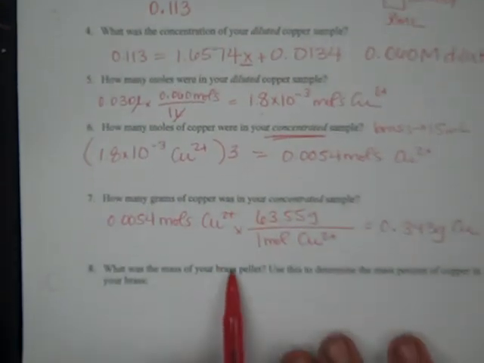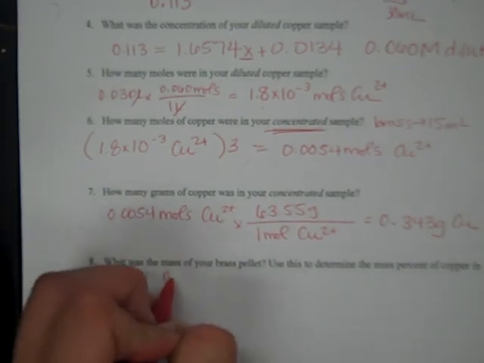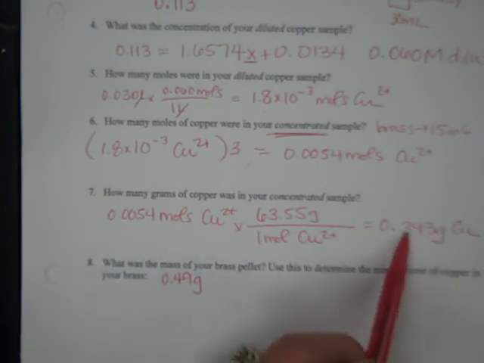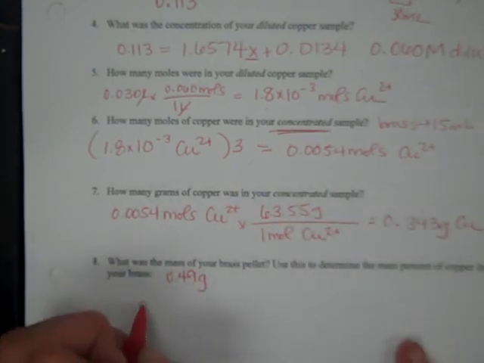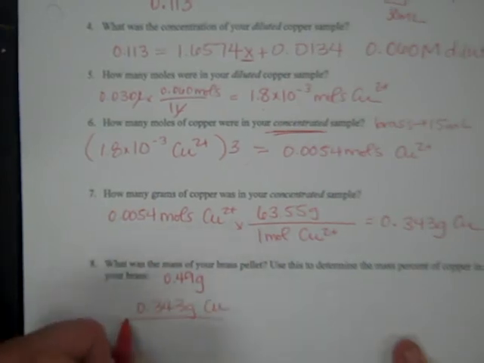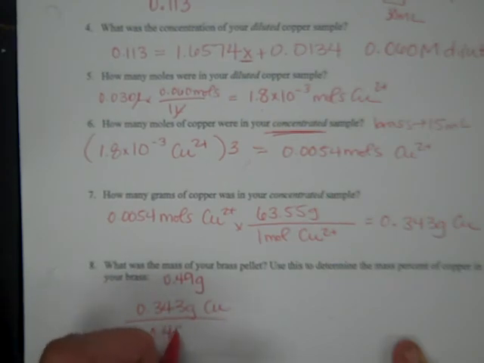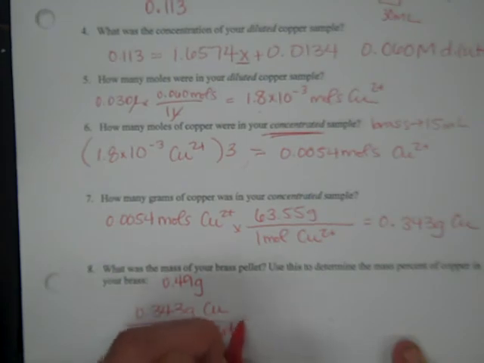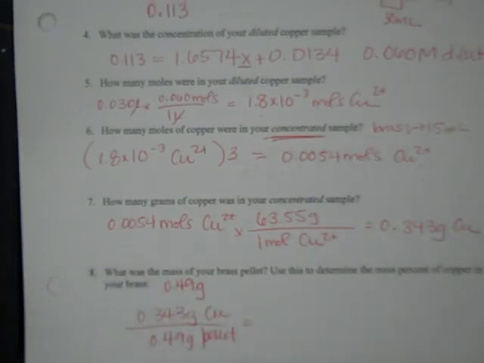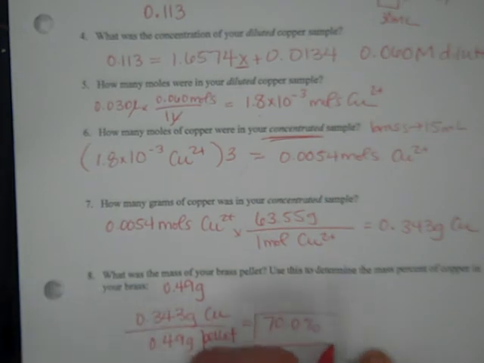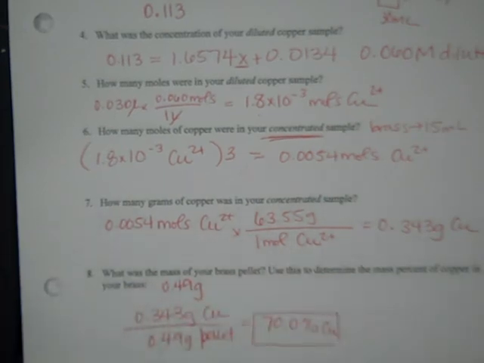So the mass of my brass pellet, yours is probably close to mine, is 0.49 grams. If I have 0.343 of those grams that are copper, and 0.49 grams is the total mass of my pellet, this will tell me what percent of my pellet is made of copper. So I got 70.0%, which is pretty close to the actual value.